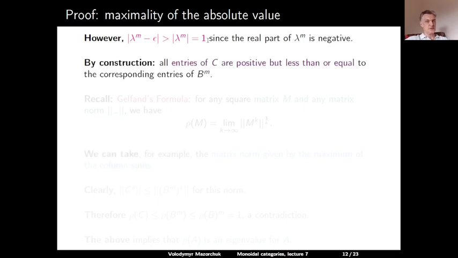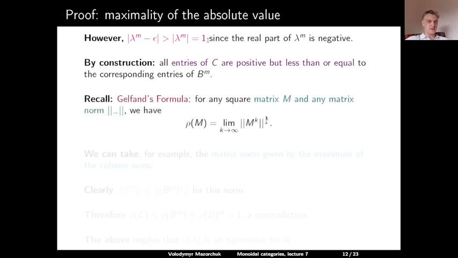Now let us look at the matrix C closer. We constructed C so that all entries in C are positive. However, they all are less than or equal to the corresponding entries of B to the power m. Let us now recall Gelfand's formula. If we have any square matrix M and any matrix norm, then the spectral radius of M is equal to the limit where k goes to infinity of the k-th root of the norm of M to the power k.